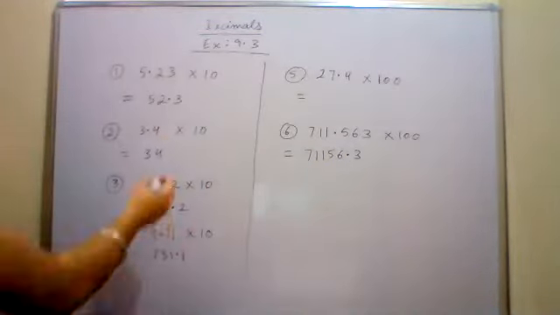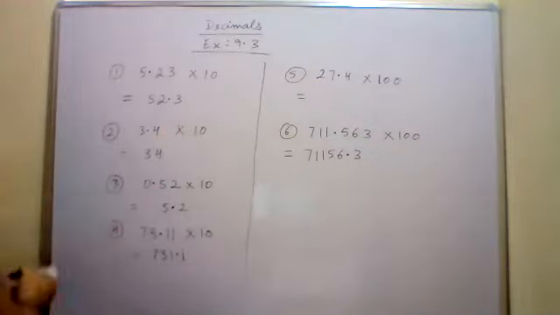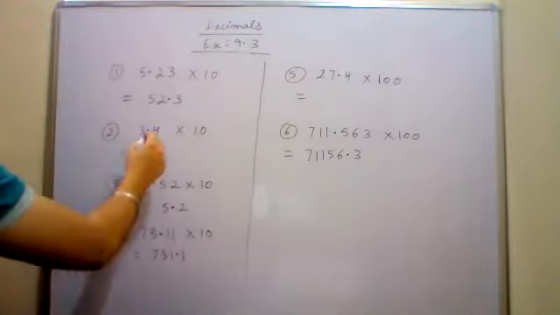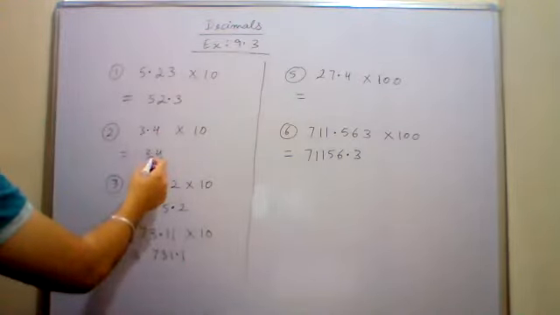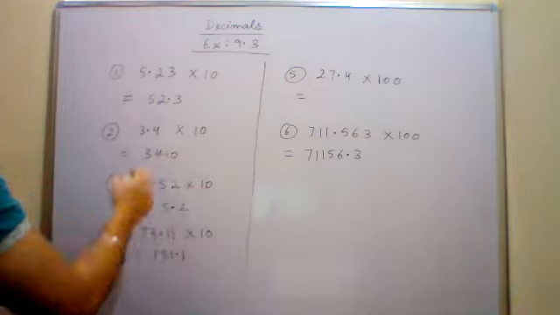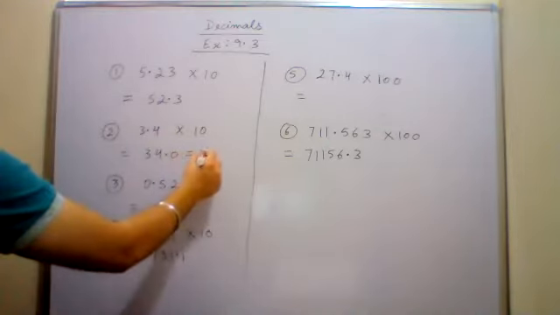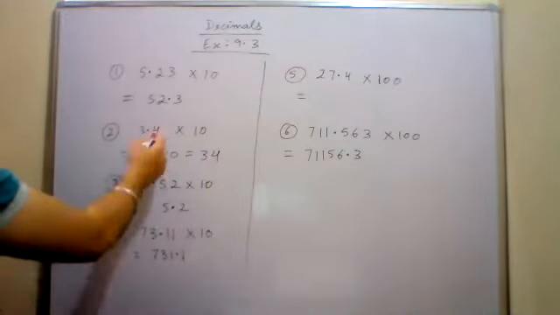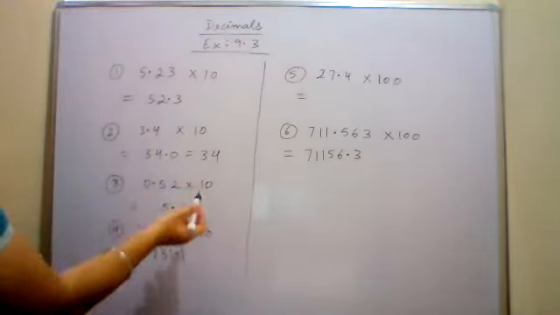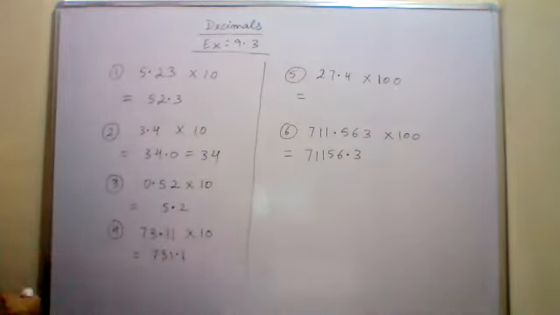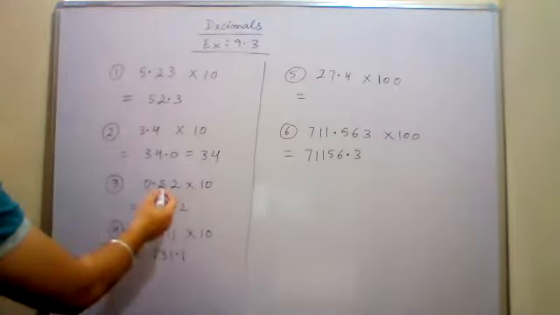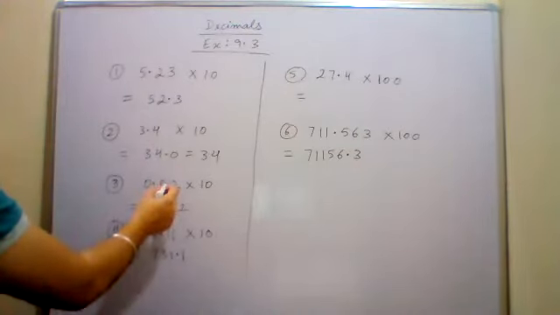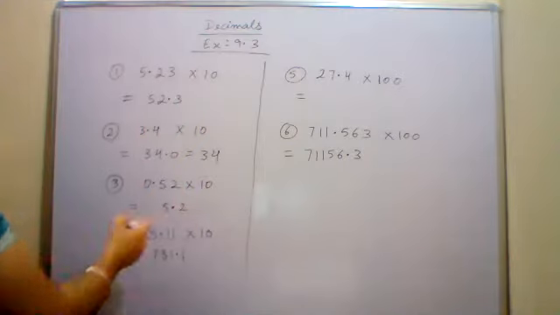71,156.3. In the previous question, we multiplied by 10. So you can see this one also. 3.4, the decimal has moved one place to the right. So it became 34.0, or you simply write 34. Both are the same thing because after 4 there is no digit. In this one, it was 0.52. So when you multiply by 10, the decimal moves one place to the right, it becomes 5.2.